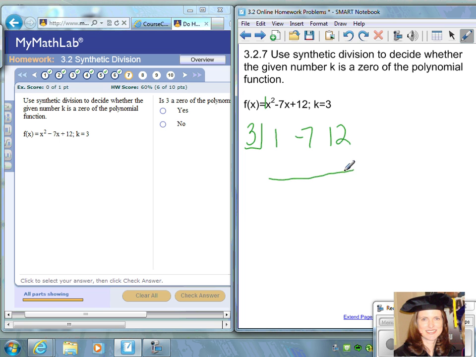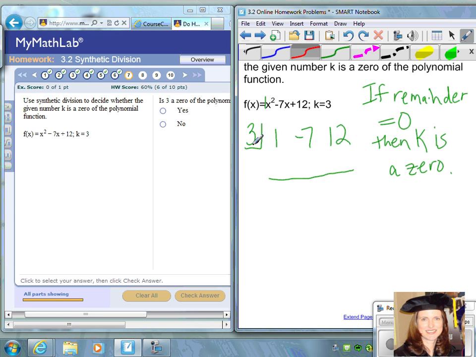Now when you do the synthetic division, if the remainder is 0, then we can say the given number k is a 0. We'll get into what that means for a number to be a 0 of a function. So that's our setup. 3 goes in the box because we want to know if k equals 3 is a 0. We use the coefficients for synthetic division.